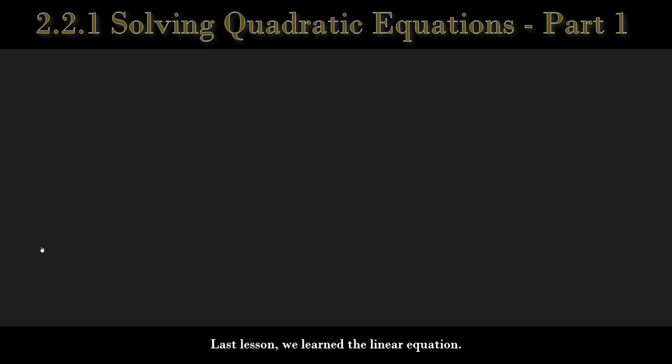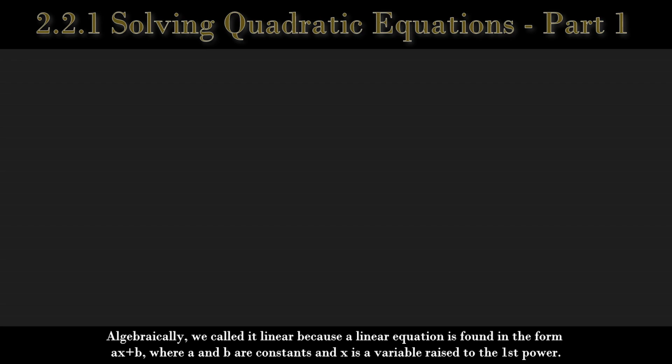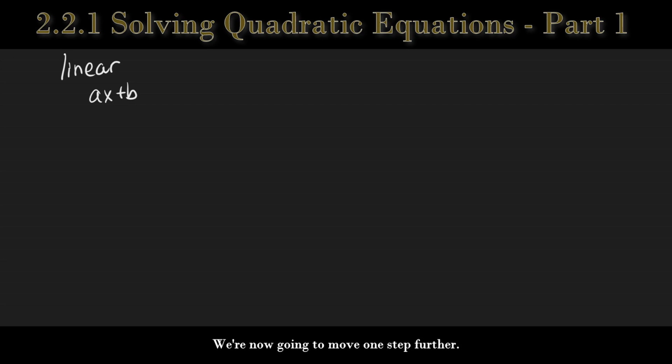Last lesson, we learned the linear equation. Algebraically, we called it linear because a linear equation is found in the form ax plus b, where a and b are constants and x is a variable raised to the first power. We are now going to move one step further.